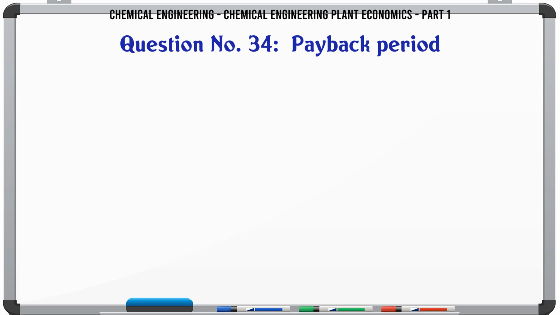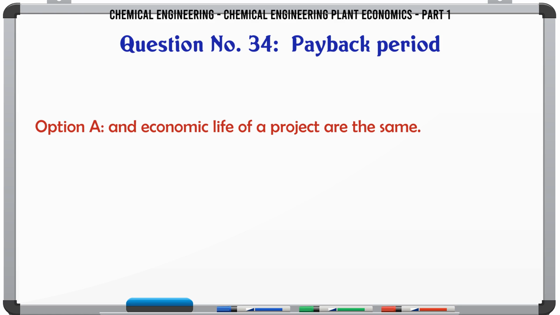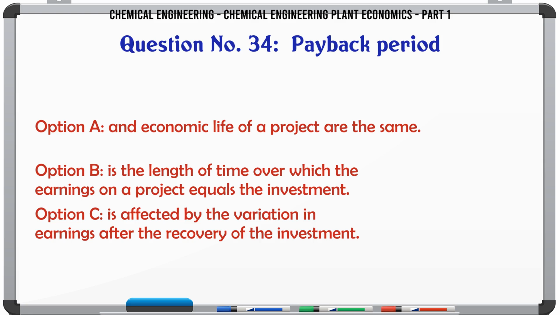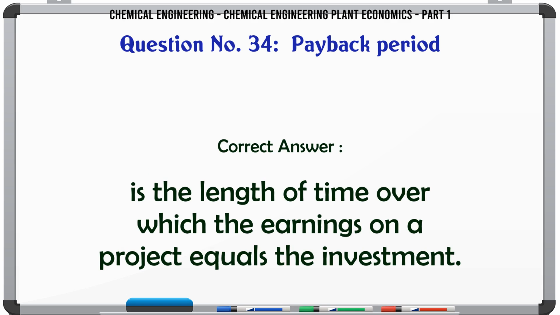Payback period A. and economic life of a project are the same. B. is the length of time over which the earnings on a project equals the investment. C. is affected by the variation in earnings after the recovery of the investment. D. all A, B and C. The correct answer is the length of time over which the earnings on a project equals the investment.